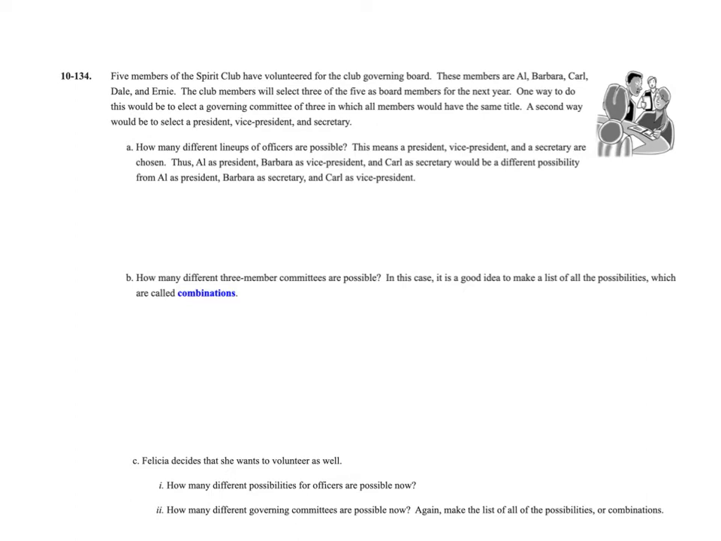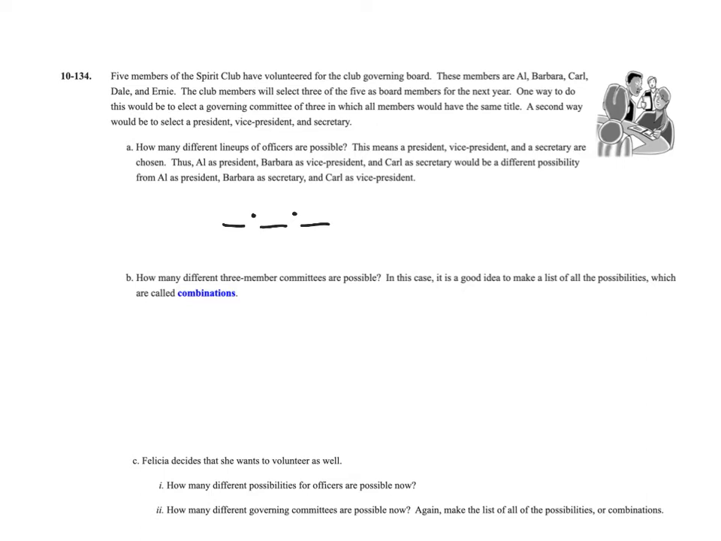Part A, how many different lineups of officers are possible? This means a president, vice president, and a secretary are chosen. Thus, Al as president, Barbara as vice president, and Carl as secretary would be a different possibility from Al as president, Barbara as secretary, and Carl as vice president. In this first situation, order matters.